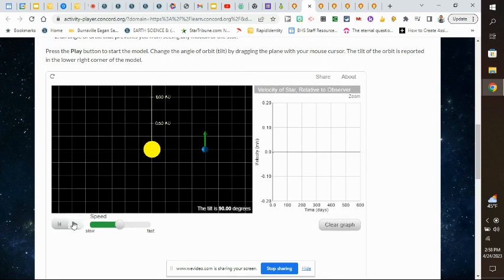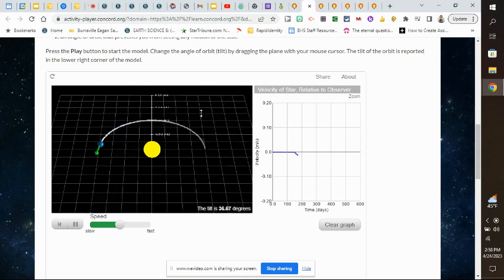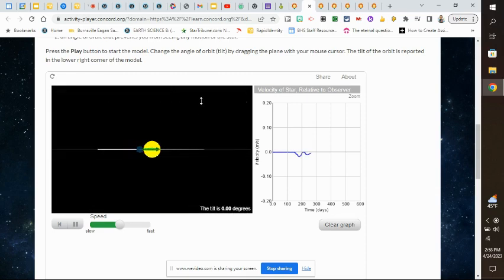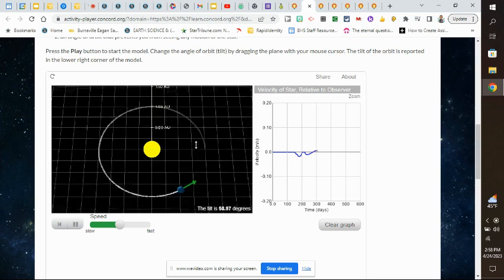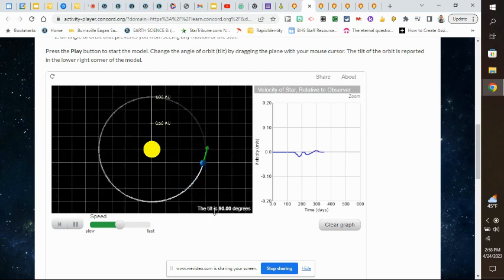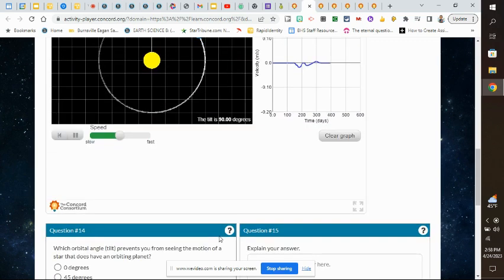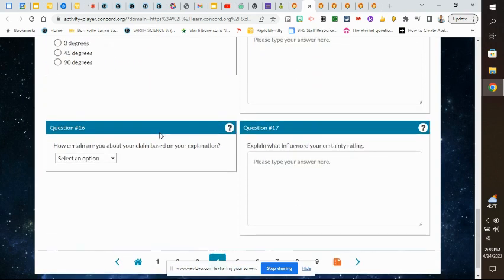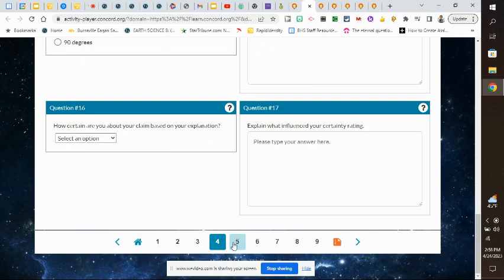And if I go ahead and press play, you'll see the star moving. And what I can do is I can click with one finger and then move, and I can change the angle. Okay. So it's completely in line with you, or it's completely at a 90-degree angle. The degrees are shown down here. Knowing how to do that, answer the questions. How certain are you, and so on. Okay. Ready to move on to the next one when you're done filling those in.